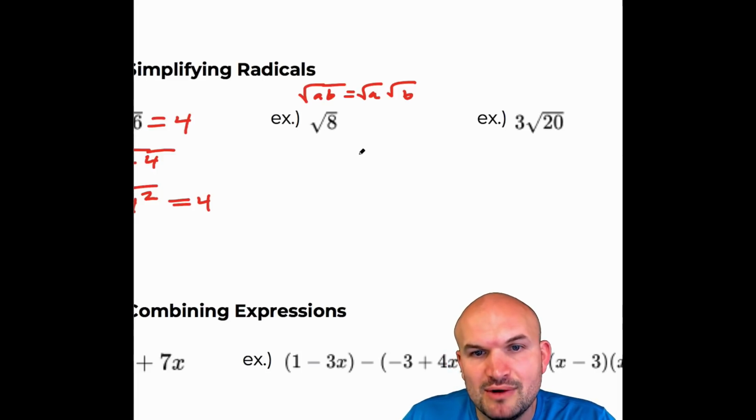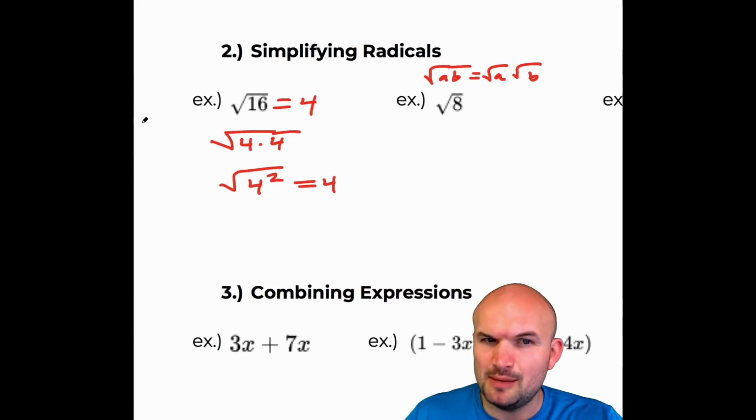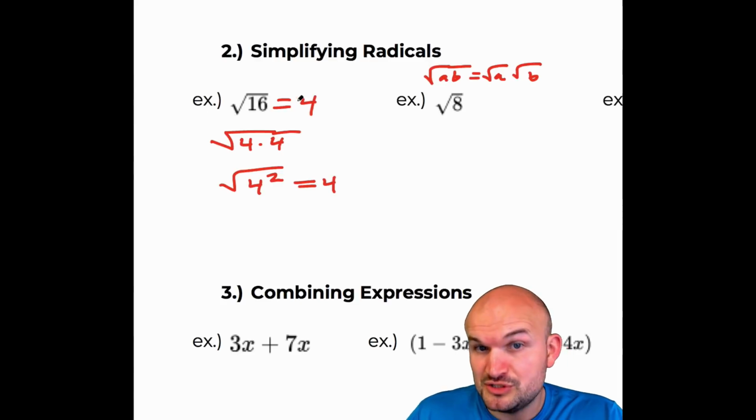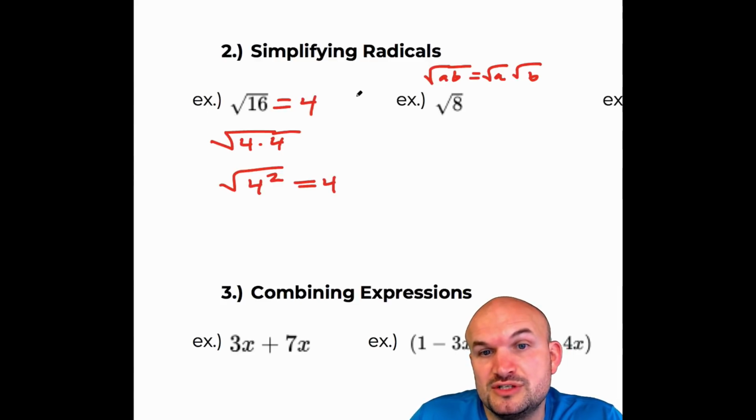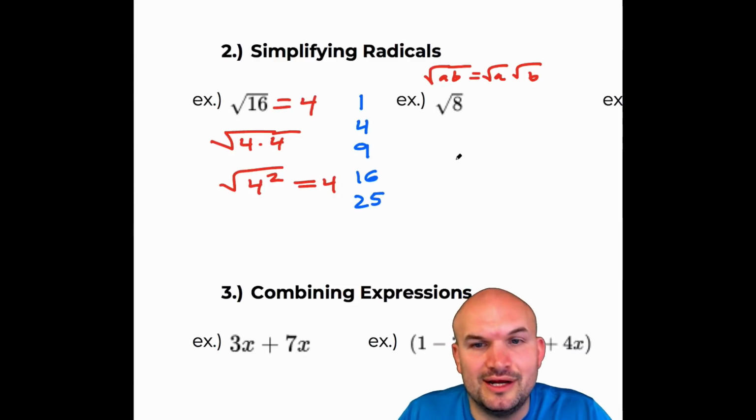What I want to do is break up the square root of 8 into a square number. Now, if you forgot your square numbers, let's go ahead and write down at least a couple of them. Remember, square numbers are numbers you can take the square root of: 1, 4, 9, 16, 25, and you can go on and on and on.